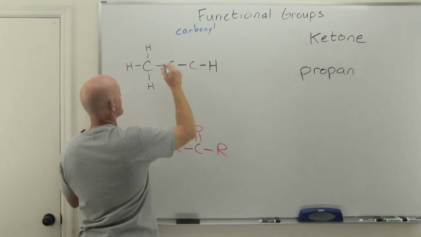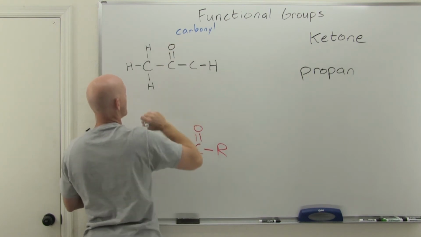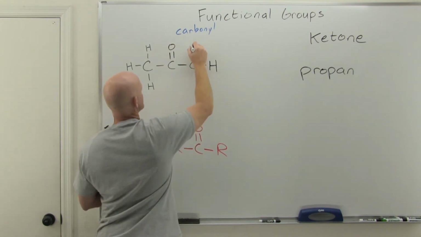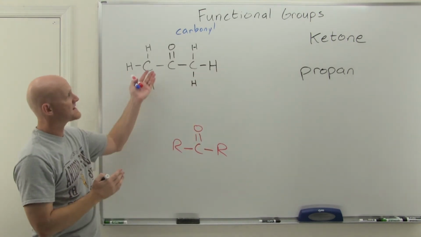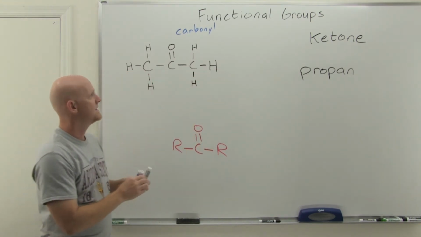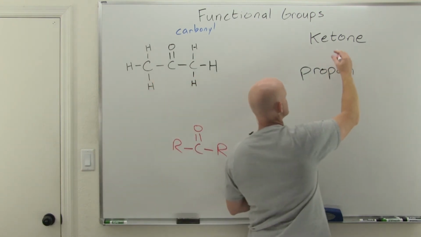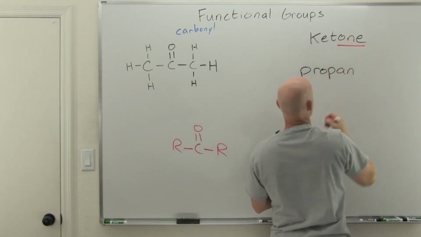And so we're still going to have a carbonyl, but now it's got to be in the middle of the molecule, not at one of the ends. And it has to have a carbon chain on both sides. And so now this is an example of a ketone. And it turns out when you go to name this, the suffix is going to have the -one.